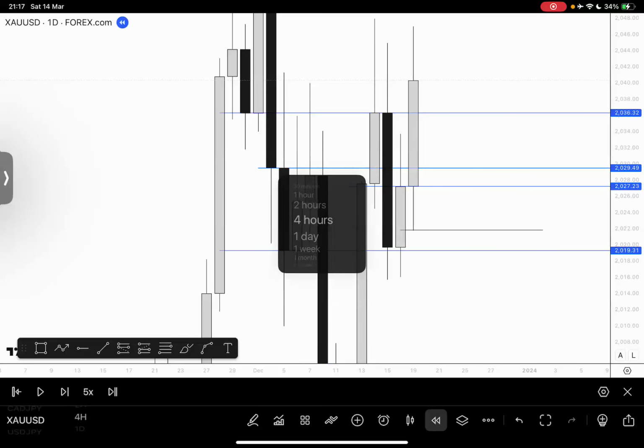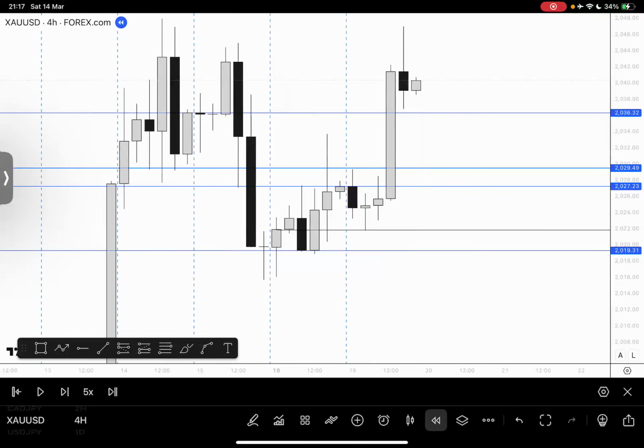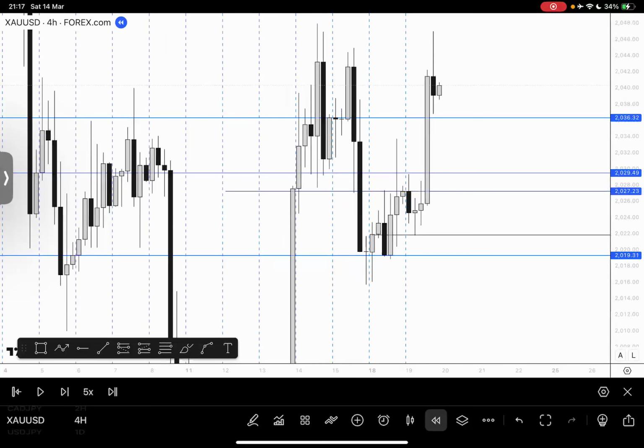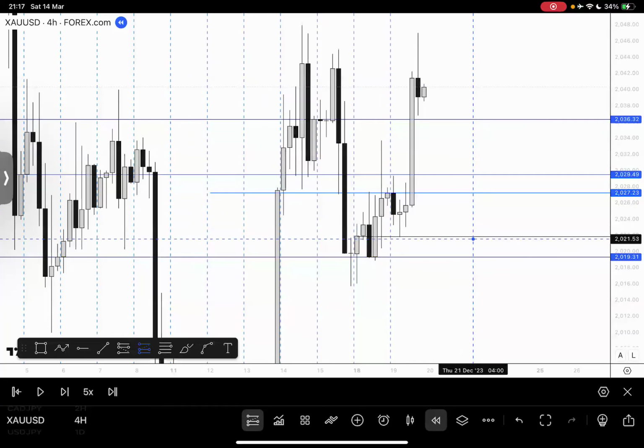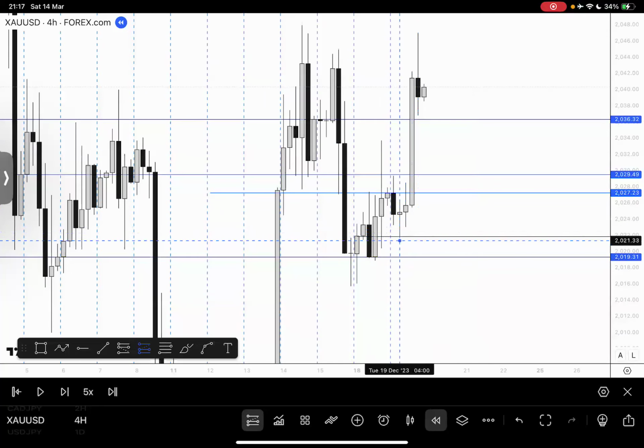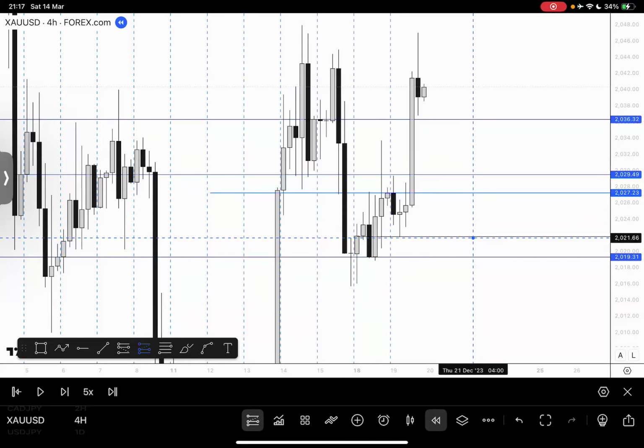Now 4 hours. For entry, where are we entering from? We're entering from here. Anywhere below this internal range. This is our first entry, like the fourth entry. You get anywhere below this internal range. These are our default entries, obviously.